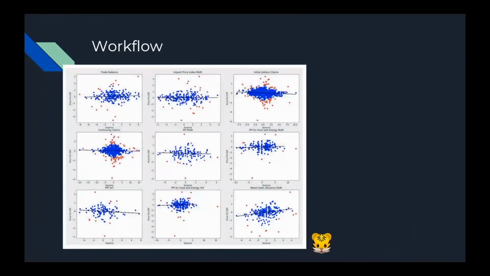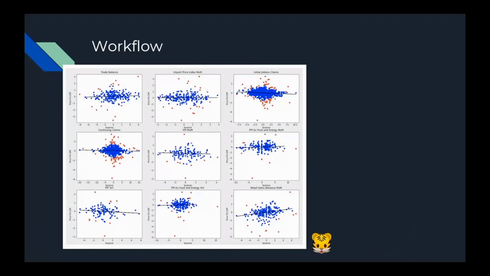So a brief description of the workflow here. The first step is to actually obtain data for the macroeconomic news releases. I got this data via Bloomberg Terminal. On the y-axis here, we basically have the predicted price change. So what is the price change 30 minutes before the release versus 30 minutes after?